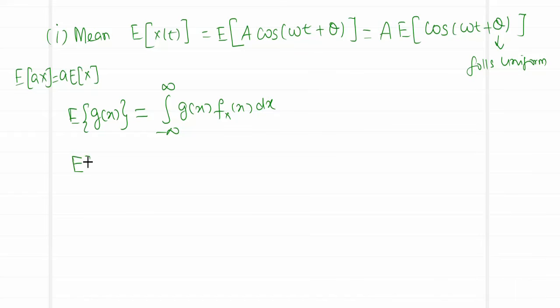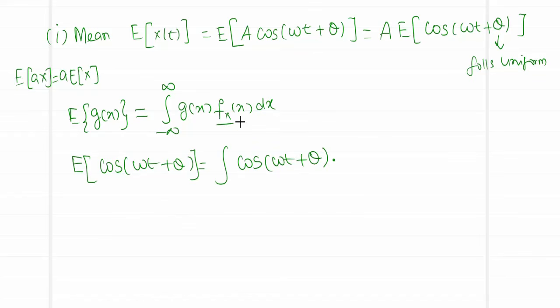So what will be the expected value of cos(omega t plus theta)? This will now be the integral of cos(omega t plus theta) times the density, where theta is going to follow a uniform distribution, given by f of theta. F of theta will be equal to 1 divided by b minus a, so this becomes 1 by 2 pi. So I now have to multiply by this f, which is 1 by 2 pi over here.